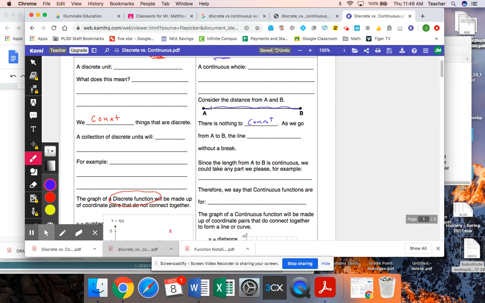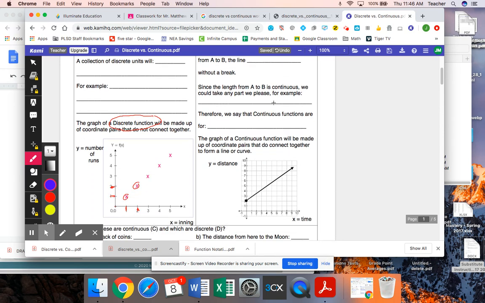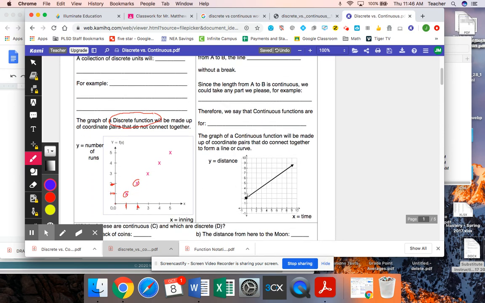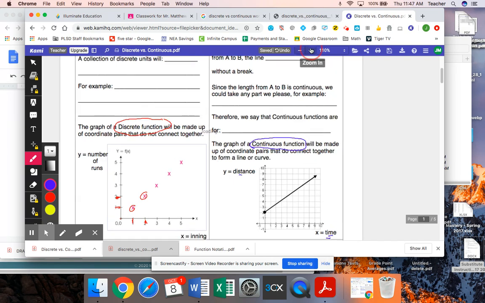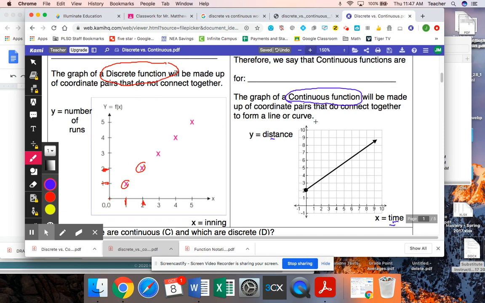Now, on the other side, for continuous, when I look at a distance, for example, there's nothing to count. It's just a straight line there. If I look at the function itself, notice that it is a straight connected line. That makes it continuous. So the x value, in this case, is time, and the y value is distance. Let me make this a little bit bigger so I can get at it a little more.